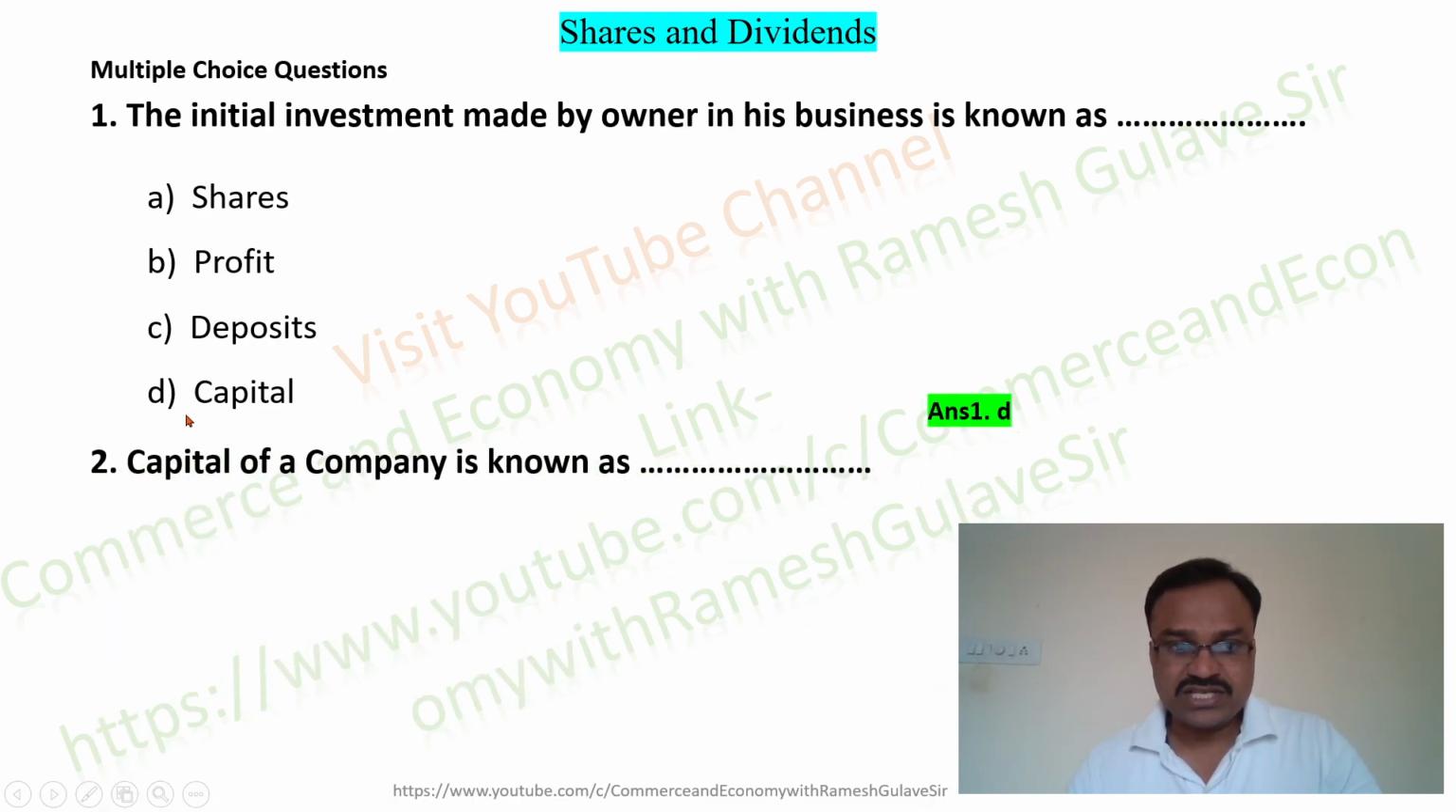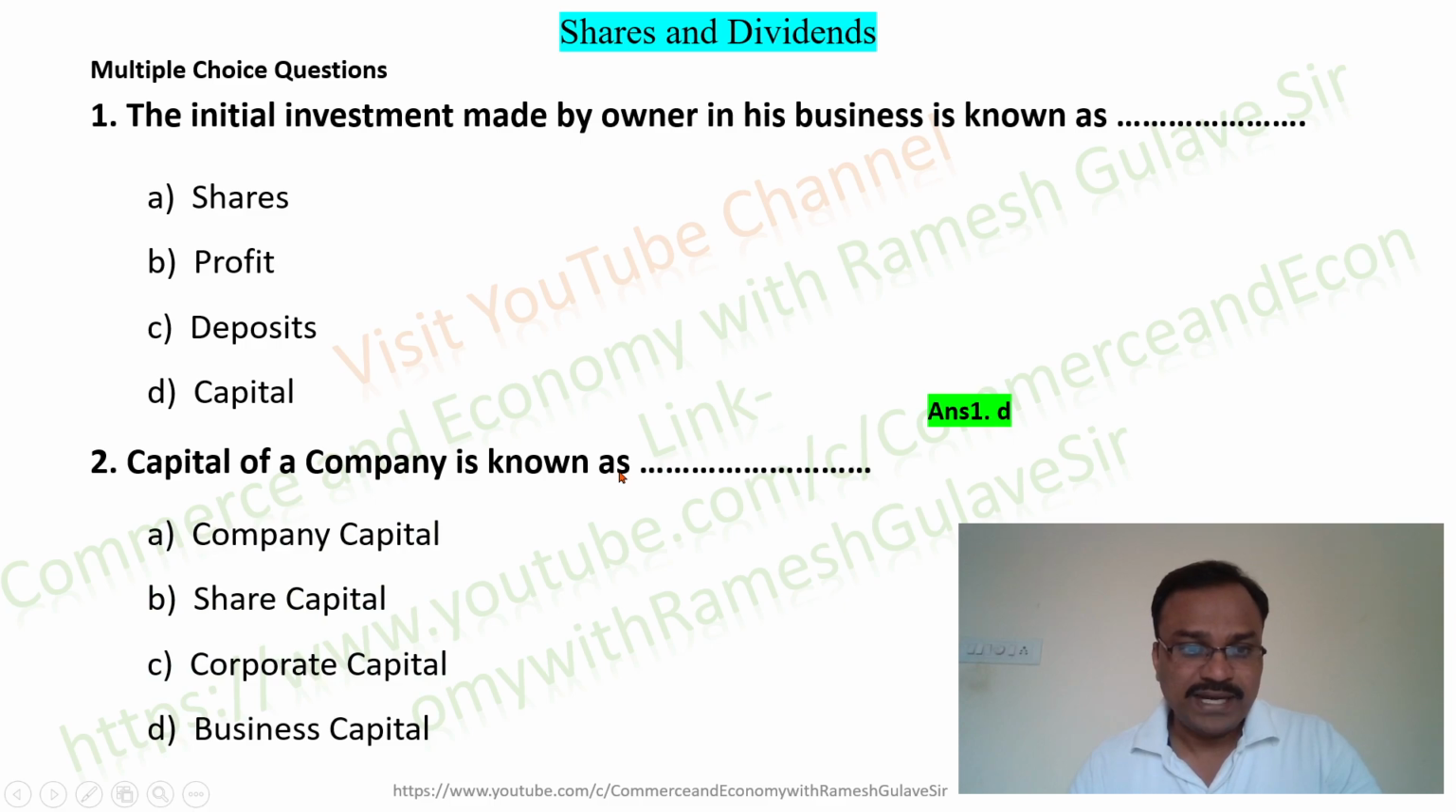Let us move on to the next question, and it says the capital of a company is known as, and the options are company capital, share capital, corporate capital, business capital. See friends, as a company issues shares to the general public, the capital of the company is called share capital. So here option B is the right answer.